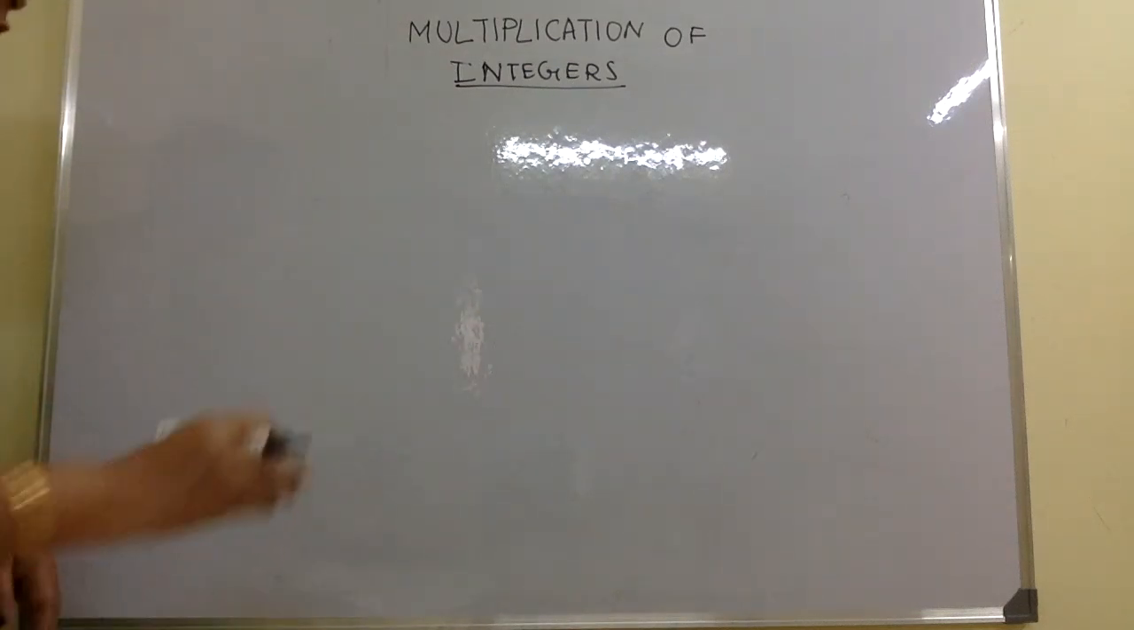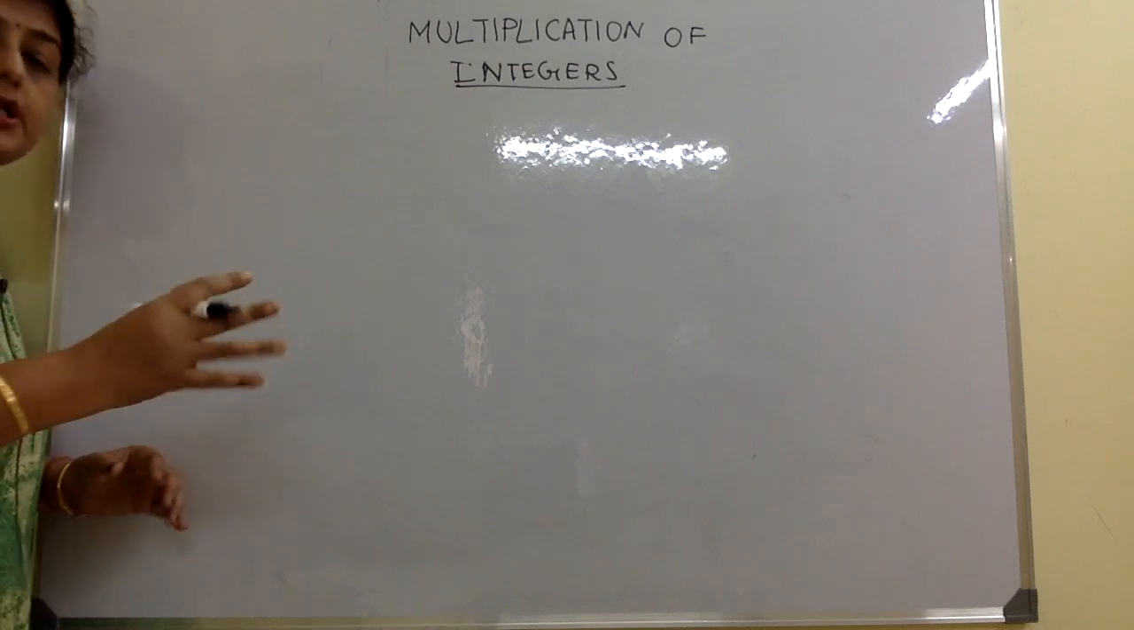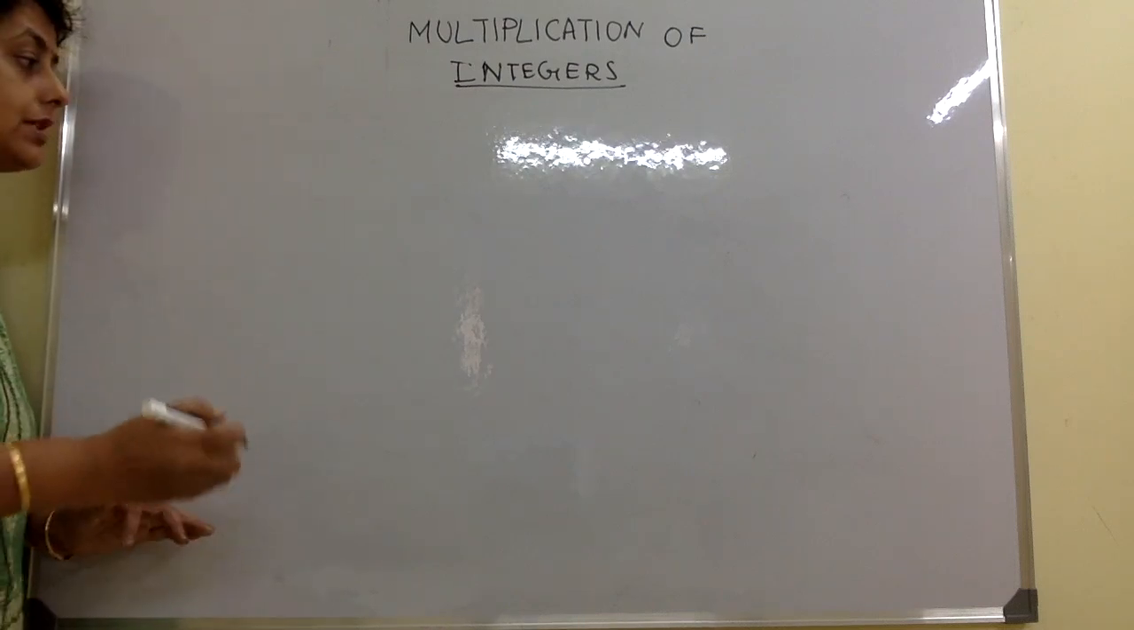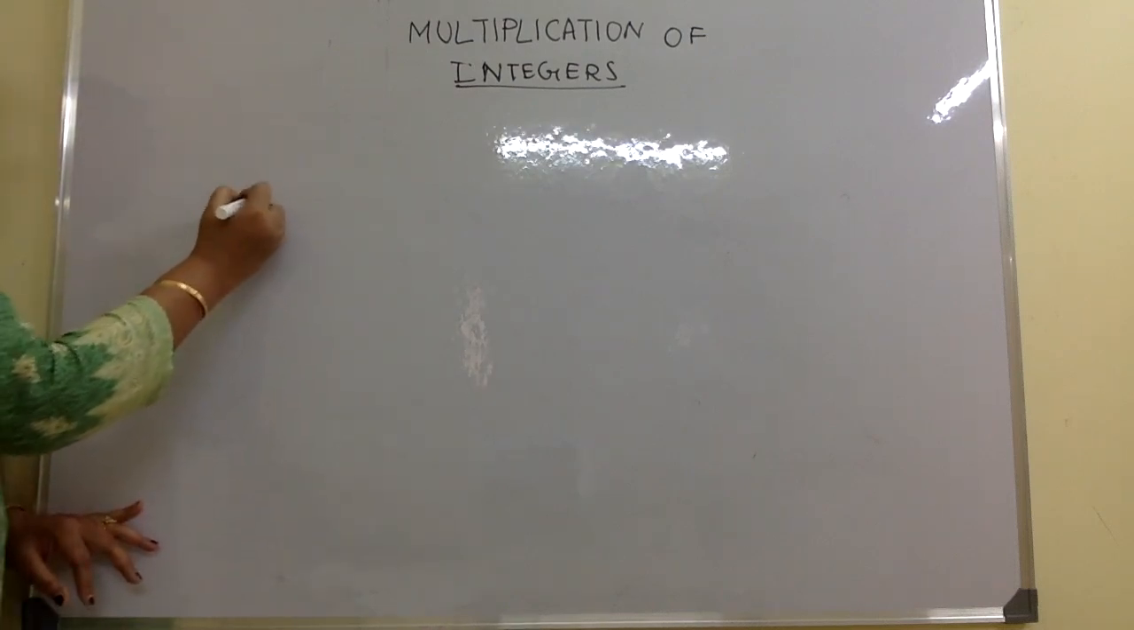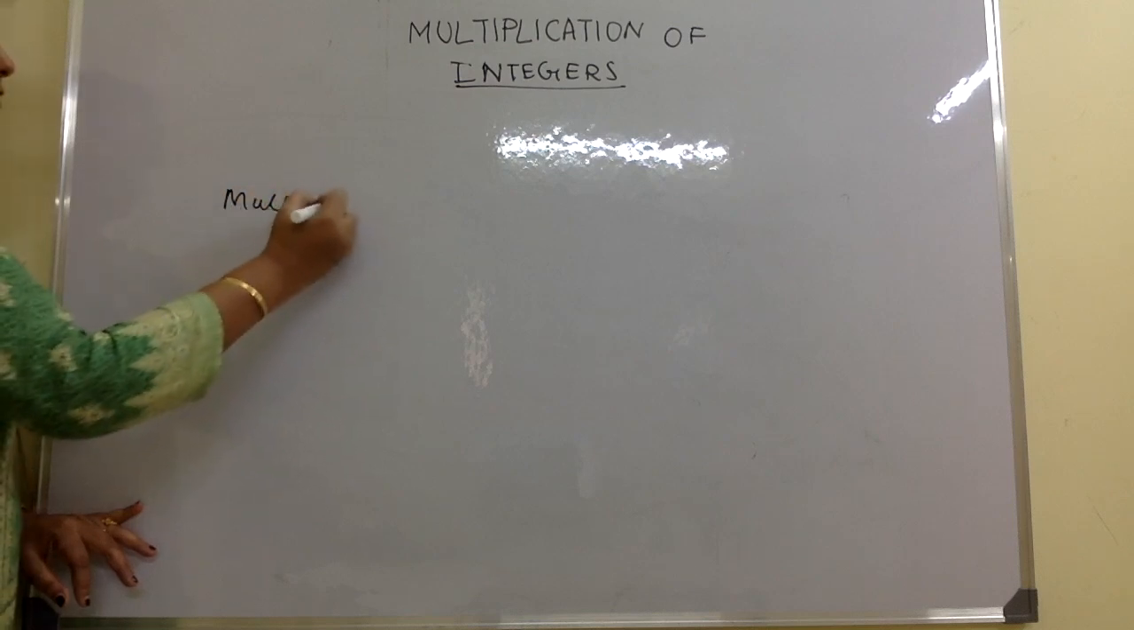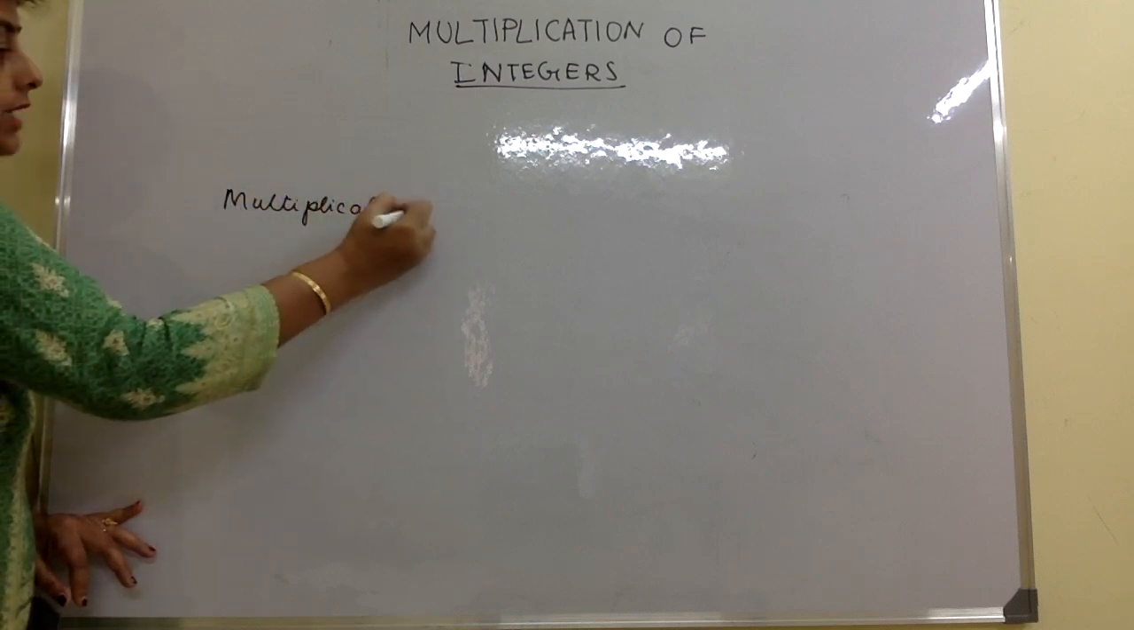Okay. Now, three more properties of multiplication, very simple ones. One is multiplicative identity.